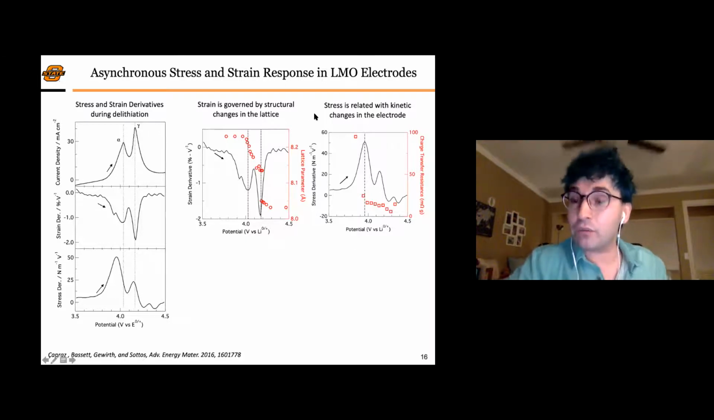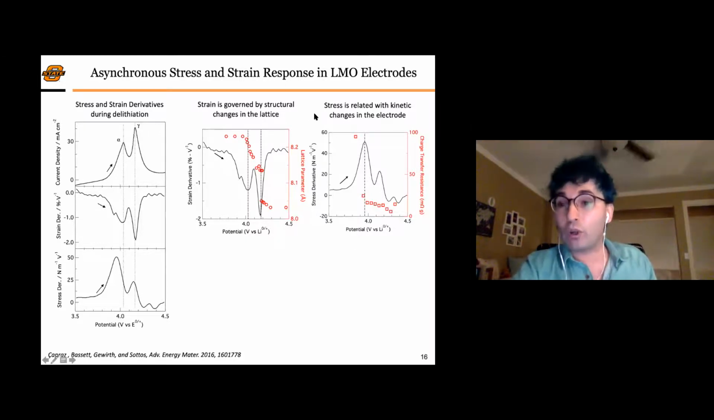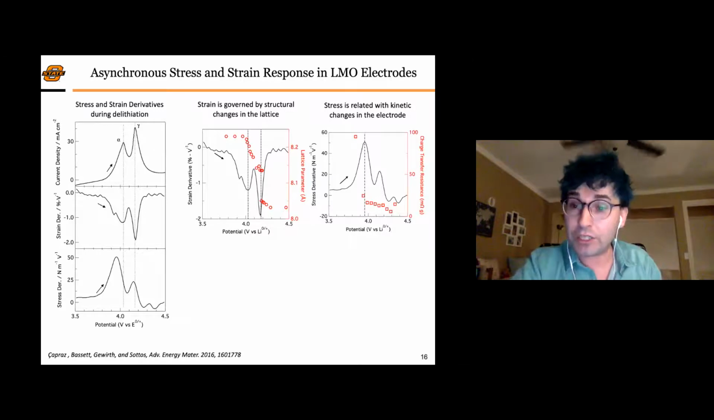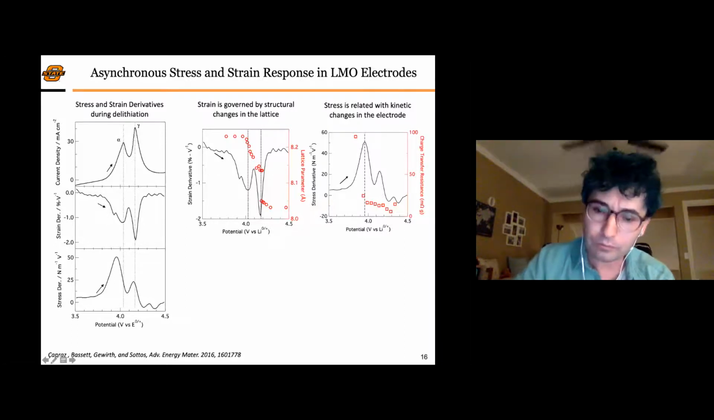However, stress is a different story. Stress can evolve because of simple expansion, or stress might be associated with the surface kinetics. To look at it, we compare the charge transfer resistance changes with the potential, and the charge transfer resistance drops at around when the first stress derivative peak is observed.